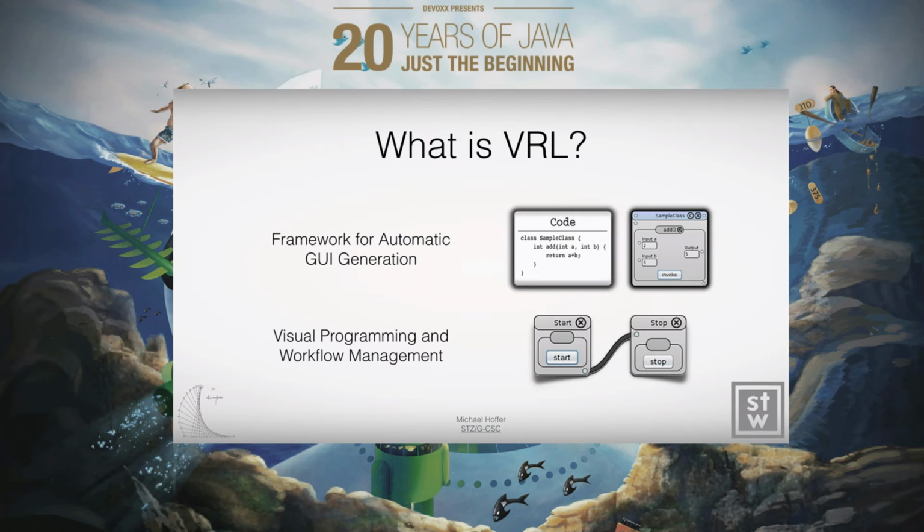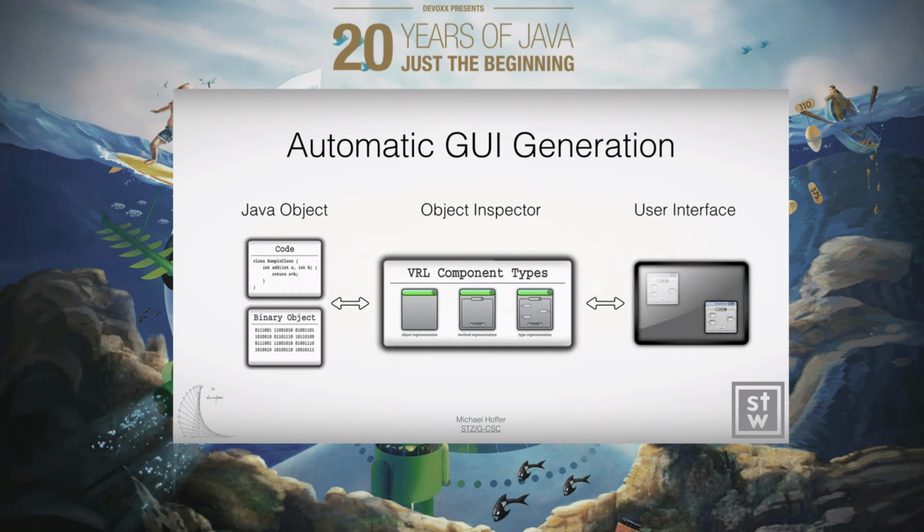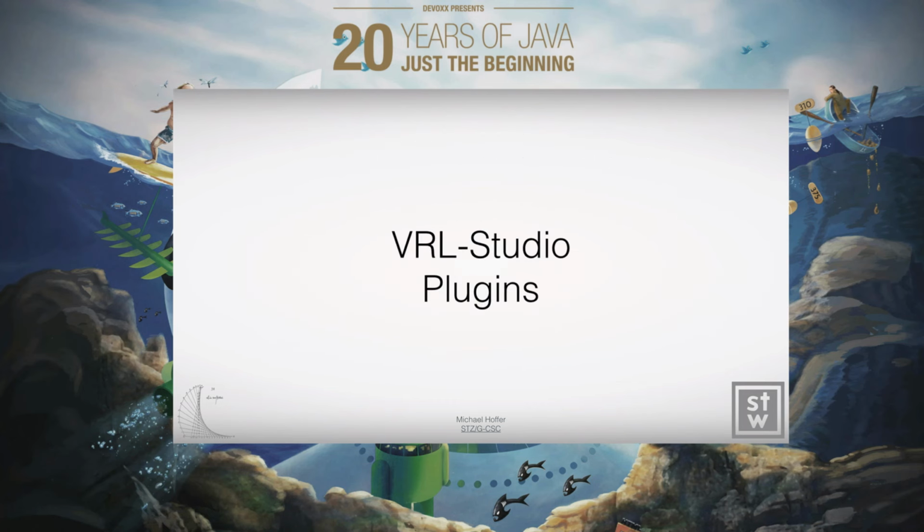What it actually does, the VRL framework below VRL Studio gives you a framework for automatic user interface generation. So you just give it source code, it creates a UI, and then you can do workflow management. So we have an object inspector that uses the reflection API to generate a user interface, and then it delegates that to the actual scene graph or JFrame, depending on which UI framework you use.